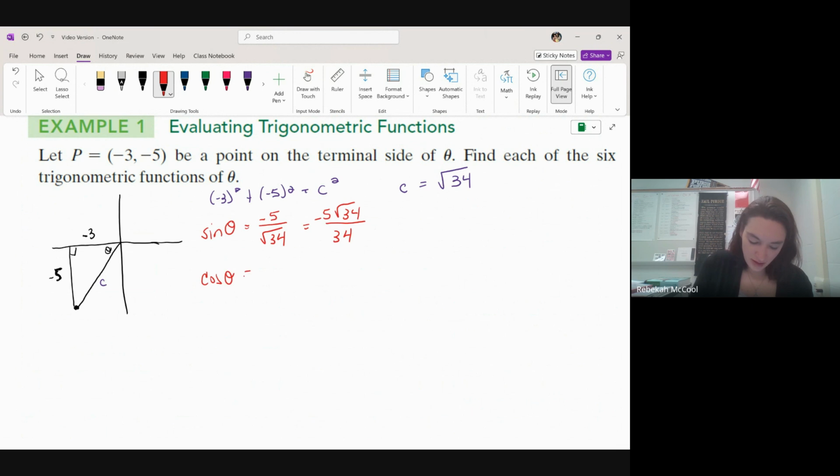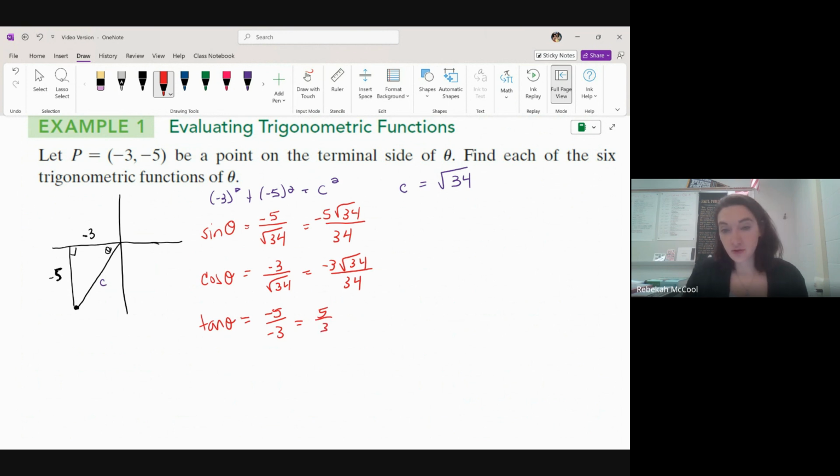Cosine of theta is adjacent, so -3 over hypotenuse square root 34. Again, rationalizing the denominator. Tangent is opposite over adjacent. So we have -5 over -3, which then becomes +5 over +3. To come up with their pairs, we're just going to take the reciprocal.